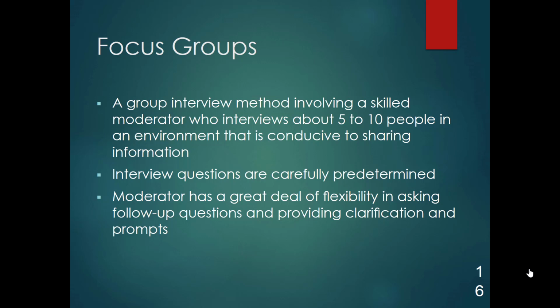Then you have focus groups. A focus group is a group interview method using a skilled moderator who interviews about 5 to 10 people. And this is usually done in an environment that is conducive to sharing information. I'm not sure how many of you have participated in focus groups before. I think I've participated in at least about two. With focus groups, the questions are carefully predetermined, and the moderator has a great deal of flexibility in asking follow-up questions and providing clarification and prompts.